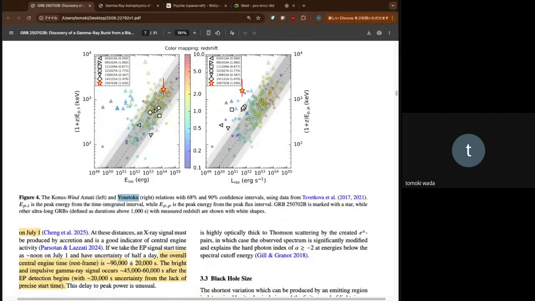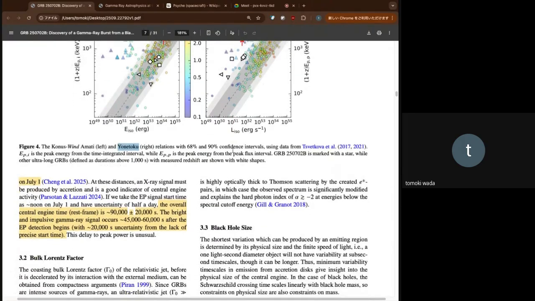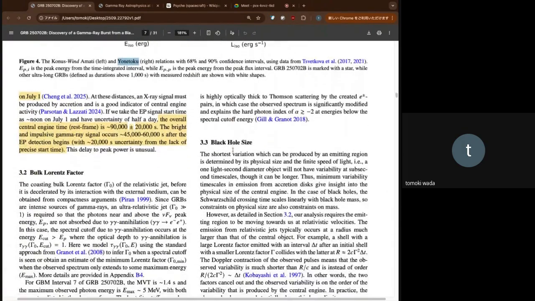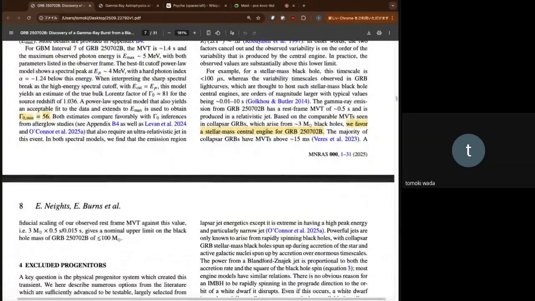But maybe this is due to its long duration. So if we fix energy when we consider long duration GRB, luminosity should be small. Maybe I think it may be difficult to satisfy both of these relations for this kind of abnormal GRBs. Okay.